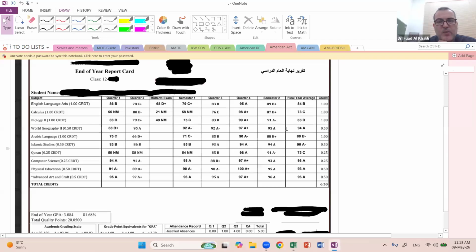So for example, I'm asking you now to calculate the GPA of this report card. I'll give you 3 minutes to calculate. After 3 minutes, I'll ask you what GPA you got. You may start.